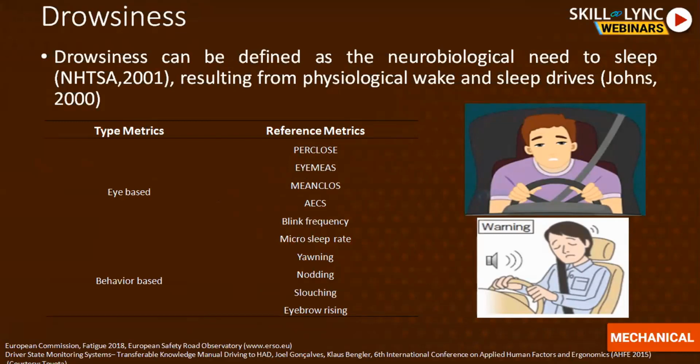And also we can use blink frequency and micro sleep rate. There's a whole bunch of definitions here, but these are the primary metrics that we use to show whether the driver is drowsy or not. And the other ones are very common behavior-based, yawning, slouching, and eyebrow rising. So these are the two key components. Distracted driving is detected by gaze pattern. Drowsiness can be detected mainly by the eyelid movements.